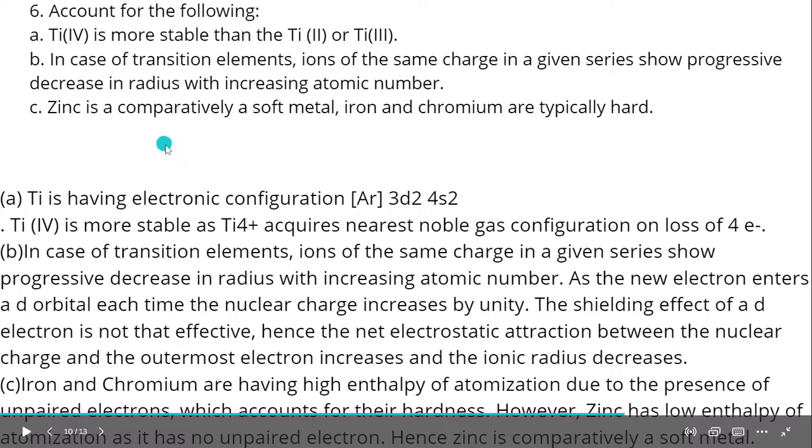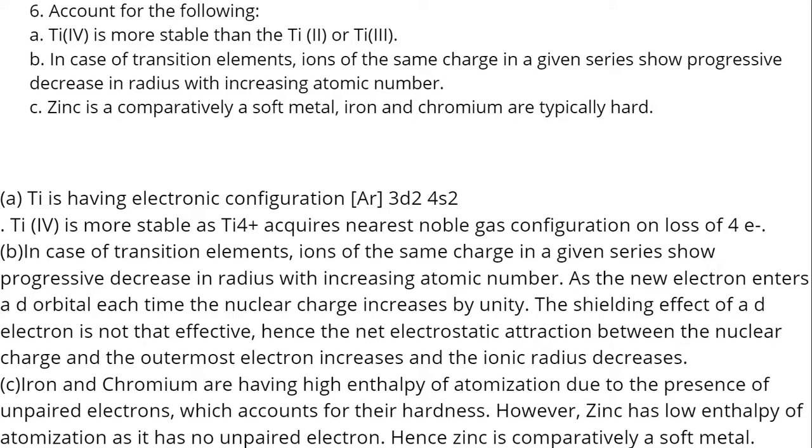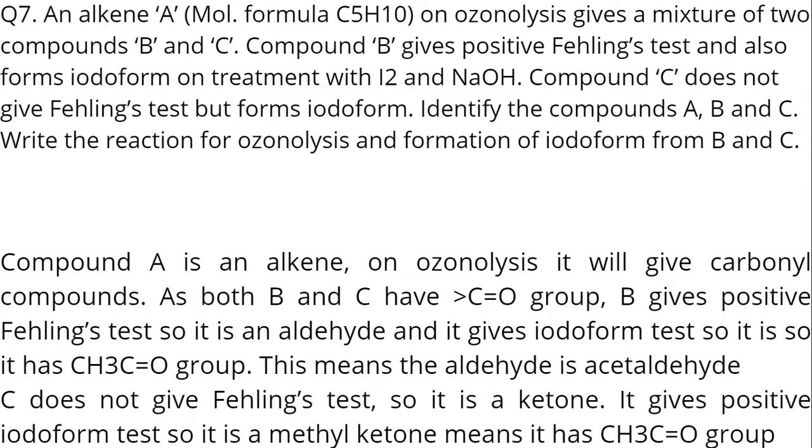Option C. Zinc is a comparatively soft metal as compared to iron and chromium, which are typically hard. Why is zinc soft? Because iron is very hard as compared to zinc, and chromium is also very hard. Iron and chromium have high enthalpy of atomization due to the presence of unpaired electrons, which accounts for their hardness. However, zinc has low enthalpy of atomization as it has no unpaired electrons, hence zinc is a soft metal.